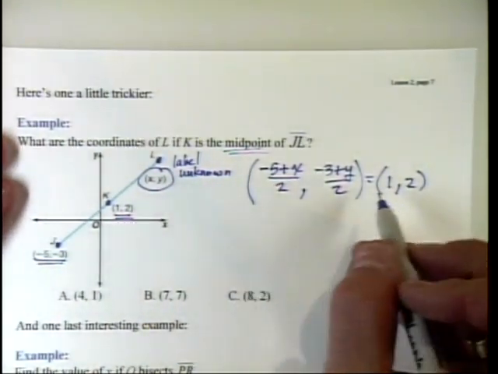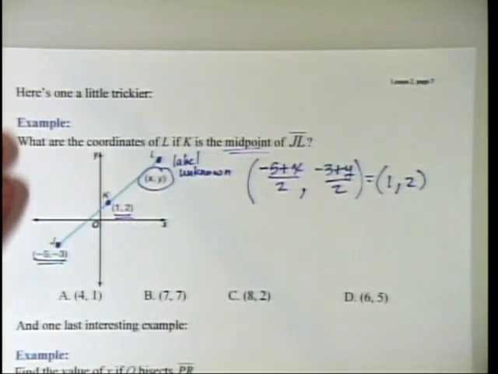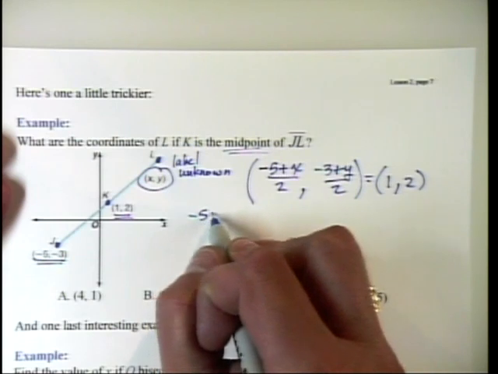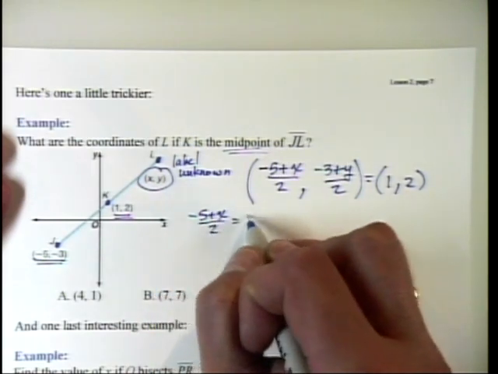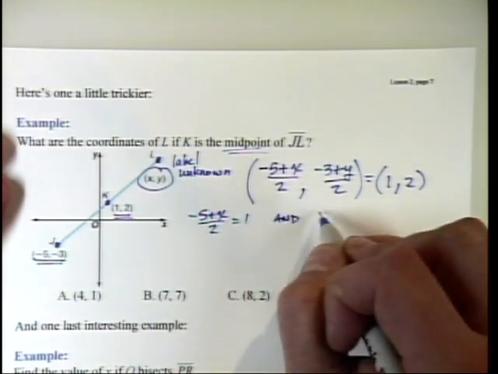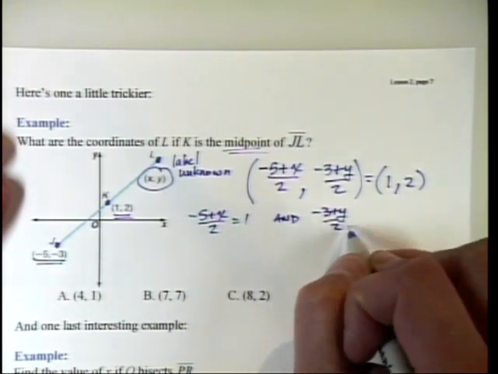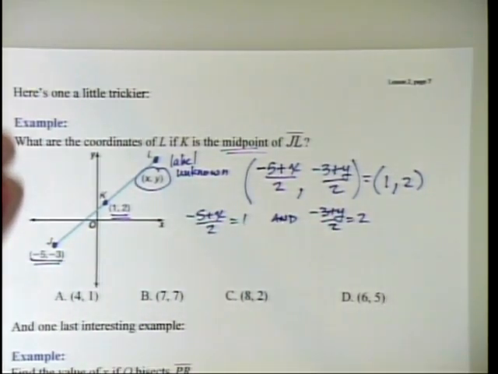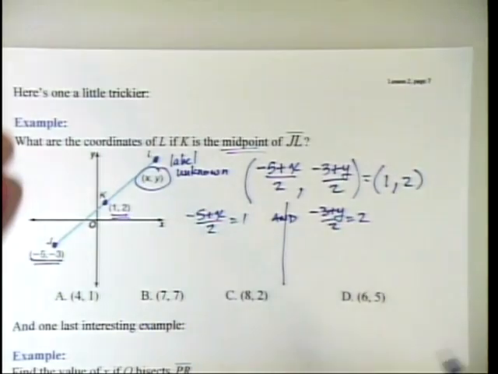So we can now set each of these coordinates equal to what they have to be. So I can get -5 plus x divided by 2 is 1, and I also know that -3 plus y over 2 has to equal the y-coordinate too. And so now I have two problems where previously I had one, twice the fun. How about that? Let's solve this equation here.